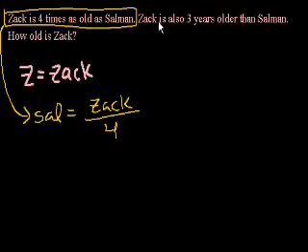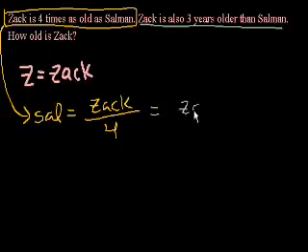But then it also says here, let me put this in a different color, that Zach is also 3 years older than Salman. So if Zach is also 3 years older than Salman, that means Sal would also be Z minus 3, right? The first sentence says Zach is 4 times as old as Salman. That means if you take Zach's age and divide it by 4, you get Sal's age. The second sentence says Zach is also 3 years older than Salman. So if you take Zach's age and subtract 3 from it, you get Sal's age again.